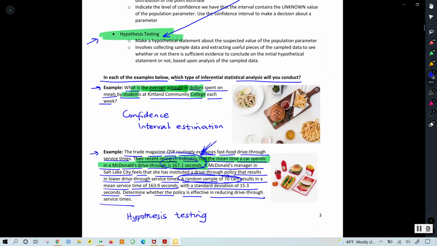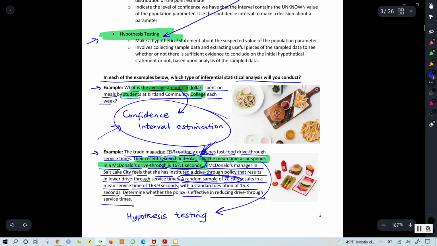So with that said, whenever we want to estimate an unknown, we use confidence interval estimation. If we want to test a claim, we use hypothesis testing. This is the official conclusion of the introduction to inferential statistics, and we're going to narrow down to confidence interval estimation in the succeeding video.